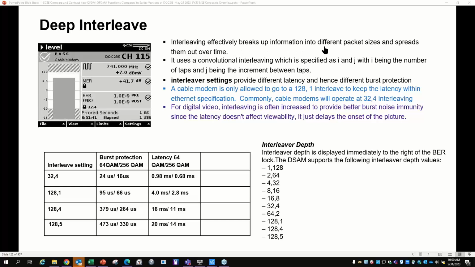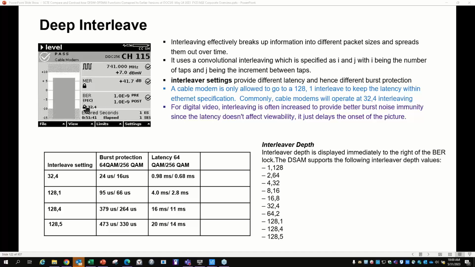interleave effectively breaks up the information into different packet sizes and spreads them over time. It uses conventional interleaving, which specifies I and J, which is the number of taps being incremented between taps themselves, right? So think about the equalizers that we use in order to deal with a carrier, both upstream and downstream capabilities. So this is an example of just 32. All DOCSIS carriers, most systems in North America were using 32/4. They could use higher, but what happens when we ended up using voice over IP, they retained it at this.